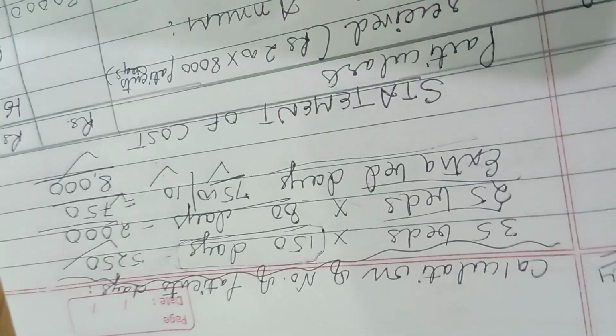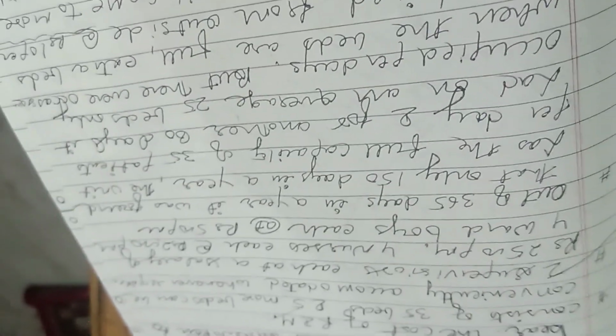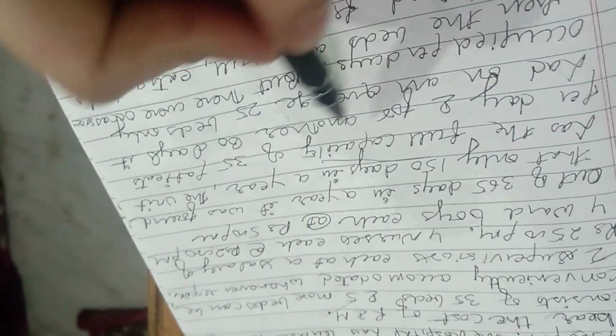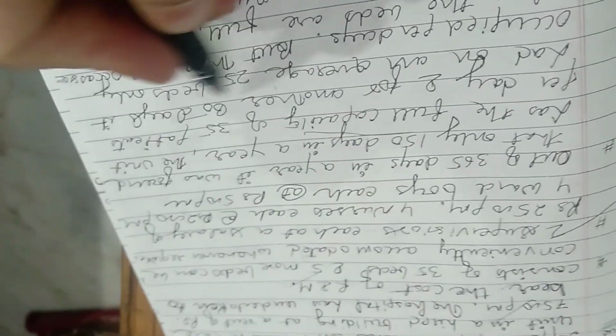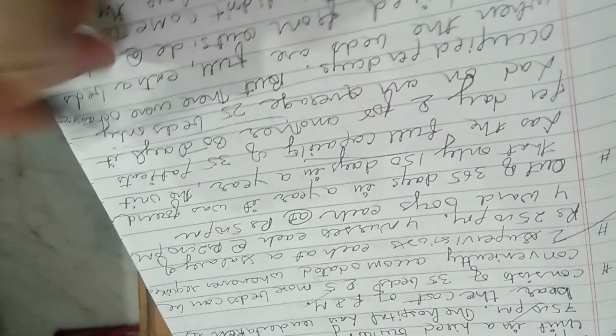So here it comes 8000. As you can see in the question, it is clearly given, students. Out of 365 days, it was found that for 150 days in a year, the unit has the full capacity of 35 patients. So I have done this 35 beds into 150 days. Next, for another 80 days, it had an average of 25 beds only.